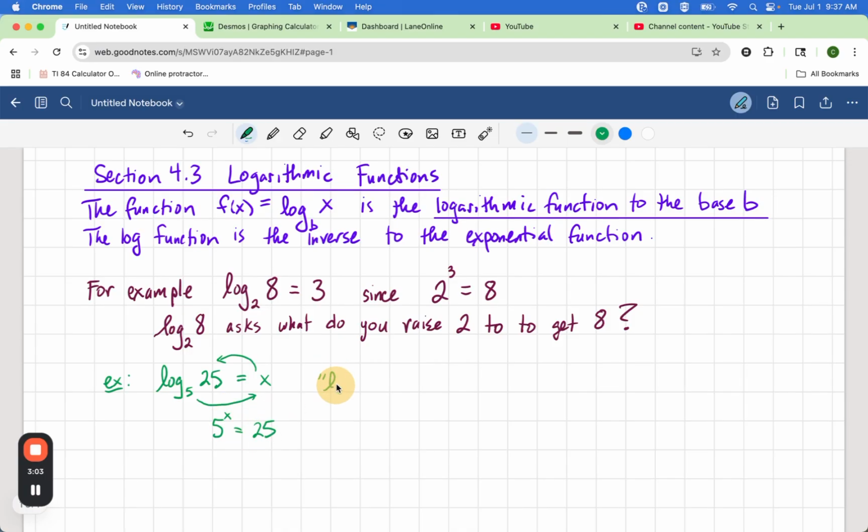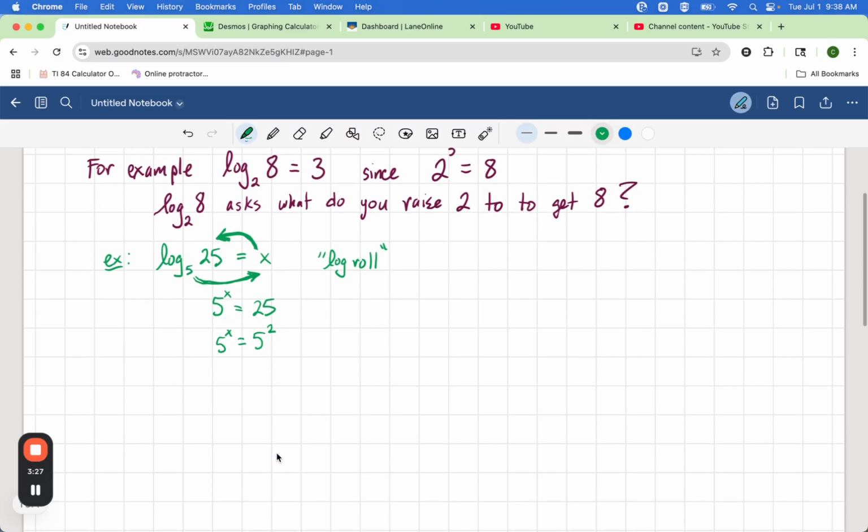You're like, log roll? What do you mean? The log roll. Okay, so you take the base, you roll it to the other side, so 5 to the x equals 25. Call that the log roll. Then you know that 25 is a power of 5. 25 is 5 to the second. So I have 5 to the x equals 5 to the second, meaning that x equals 2. So we can say then that log base 5 of 25 equals 2.